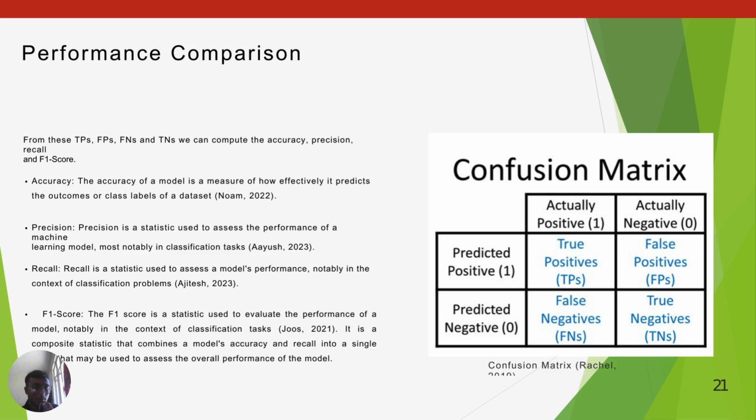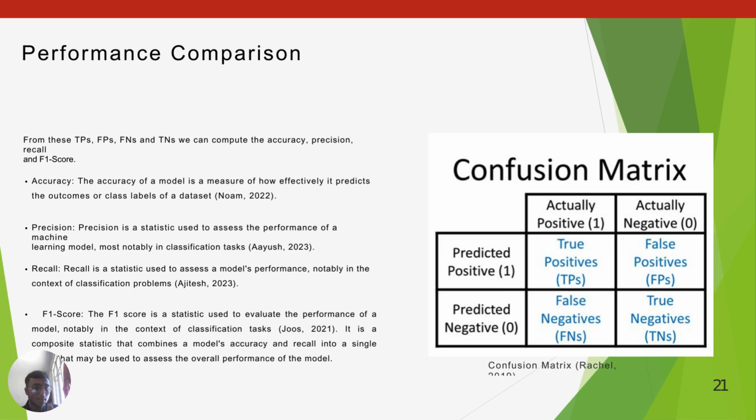So what are we going to discuss from the confusion matrix? Yes, we are going to discuss four things, and we are going to gain the four results of it. The first one is accuracy, in order: accuracy, precision, recall, and also F1 score. Accuracy measures how effectively it predicts the outcome of the class label dataset.